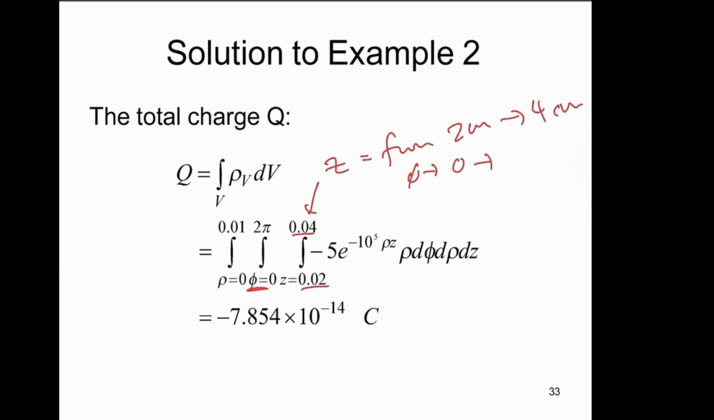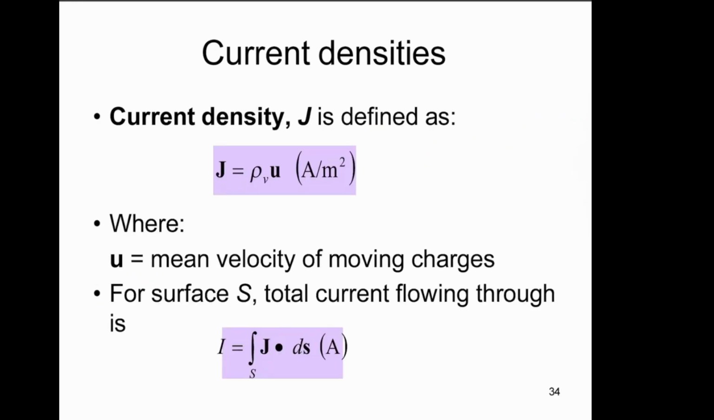Rho, R, the radius of the cylinder, is from 0 to 1 cm, so from 0 to 0.01. Then we just use this equation and integrate it. We got this value.